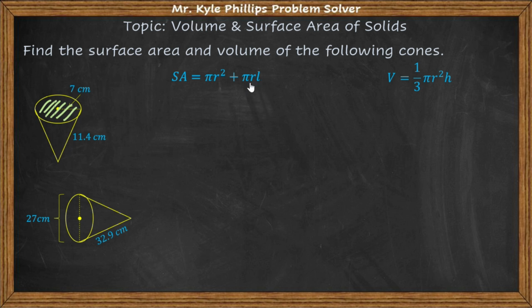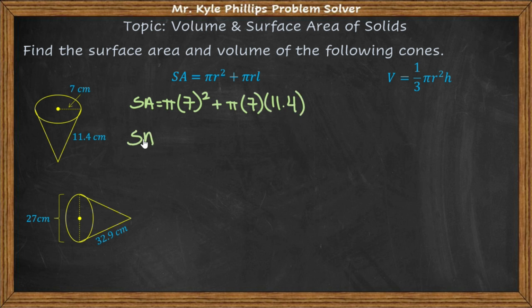And then this part, if you unraveled the bottom of this cone, this would be the area of that. So I got the area of the diagonal portion of my cone, and then pi r squared is my circular base. So here, this surface area will be pi times 7 squared plus pi times 7 times L, 11.4. So here for surface area, I am getting 404.64, and this would be squared centimeters.